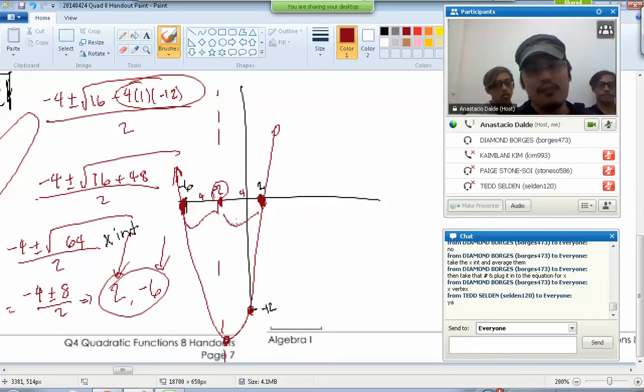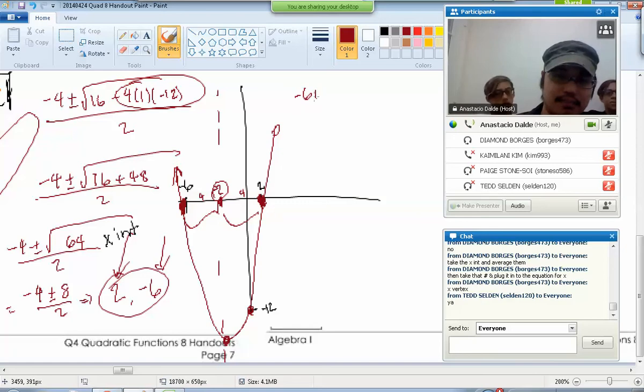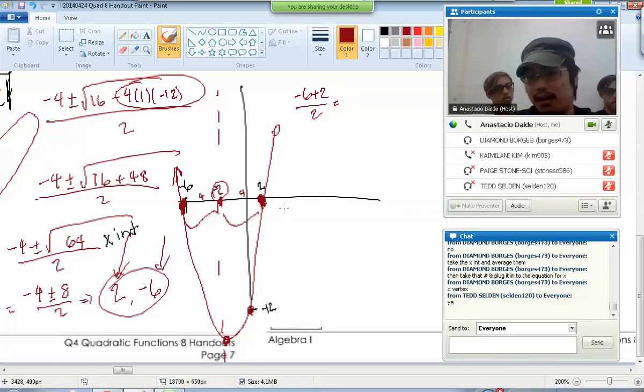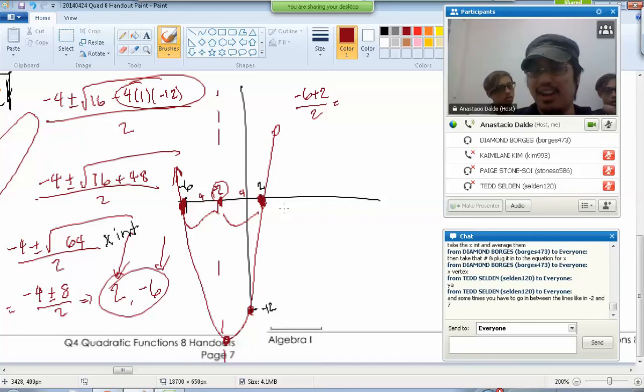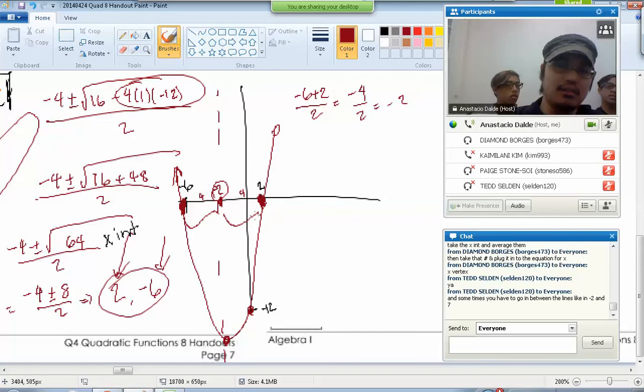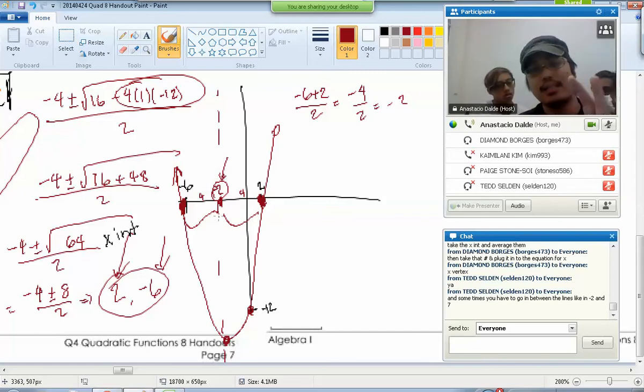If you want to do it mathematically, which is probably the better way, you add negative 6 plus 2 and divide by 2. That's how you average something: you add the two things together and divide by the number of things you added. Negative 6 plus 2 is negative 4, divided by 2 is negative 2. That tells you the x-coordinate of the vertex.